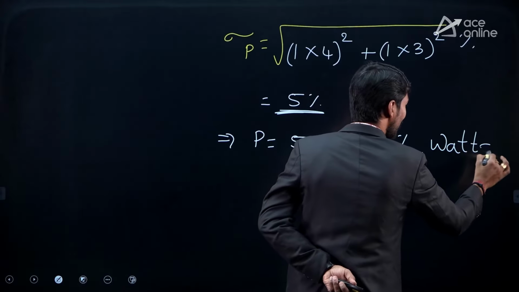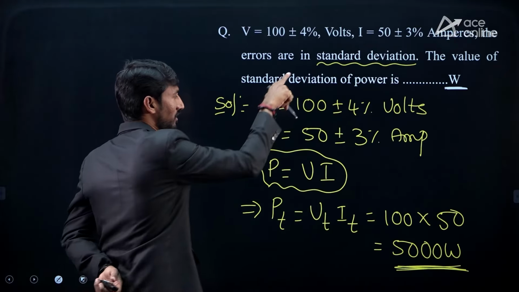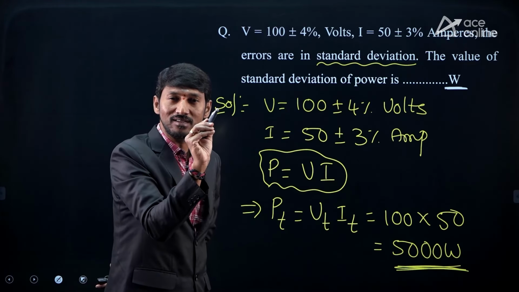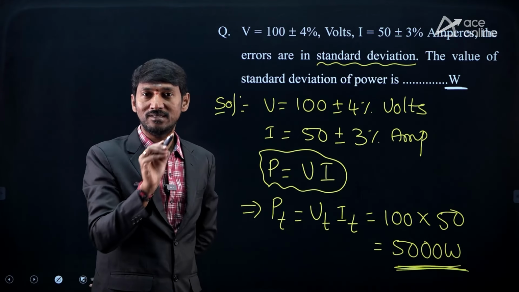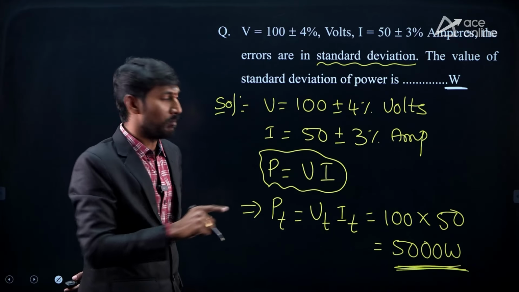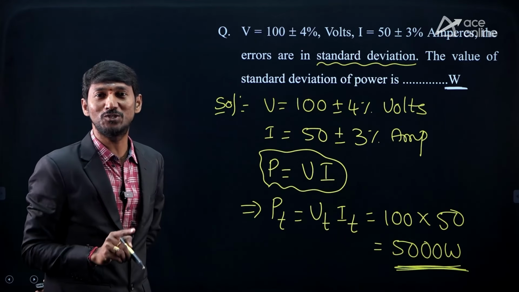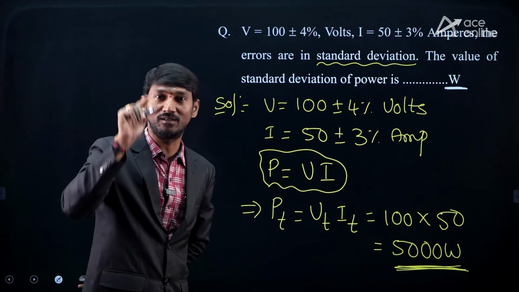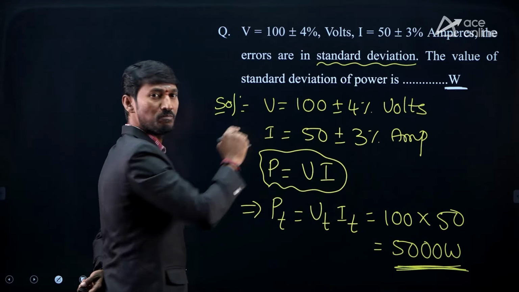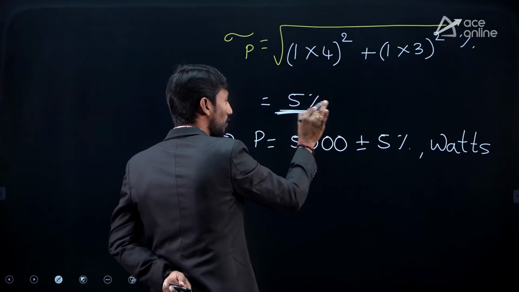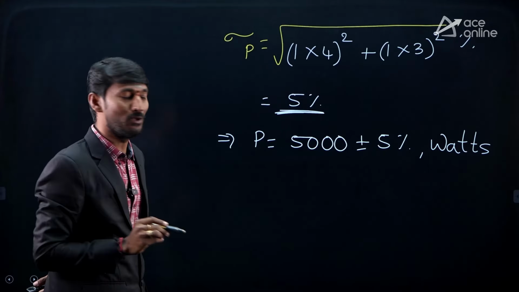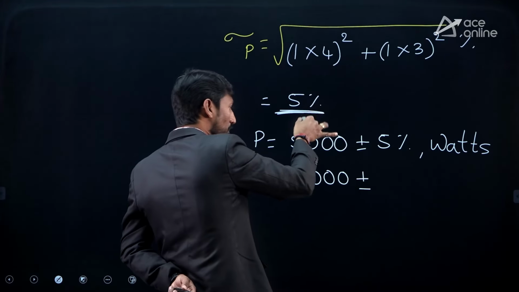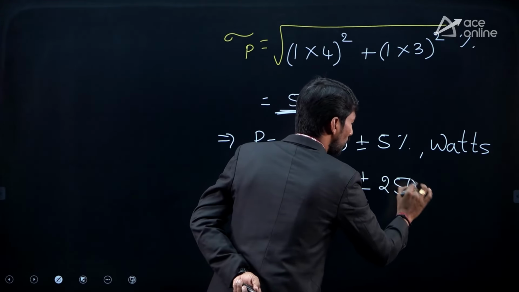Okay. But what he is asking, observe this clearly. With the same procedure, a similar model, an earlier paper question is also there. In that they asked resistance in terms of ohm, the standard deviation of resistance in ohm. But if you use this procedure, you will get a percentage value. That percentage must be converted into value form of resistance in that previous question. In this, he is asking in terms of power. That's why this 5% must be converted into value form. So 5000 plus or minus 5% of 5000, which is 250.